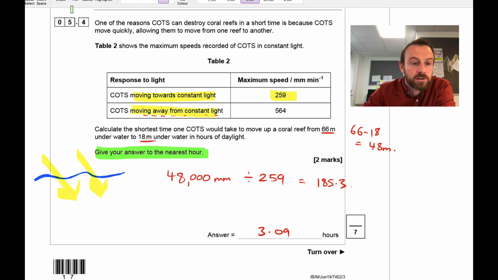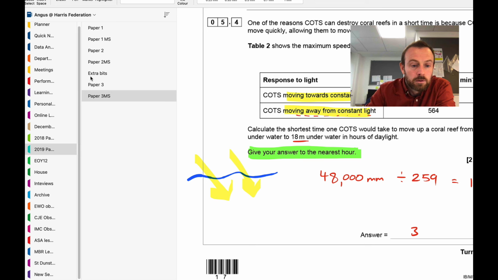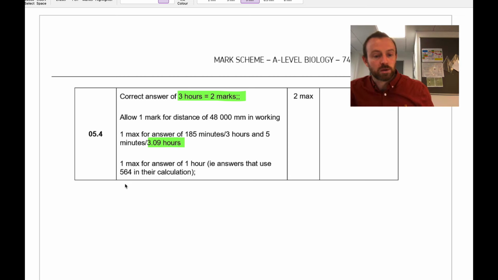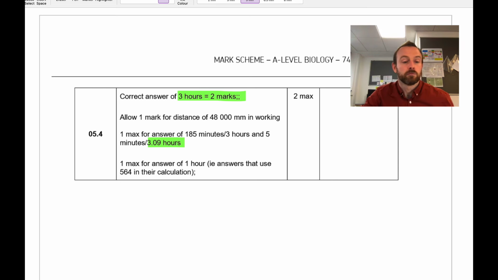Give your answer to the nearest hour. So, to the nearest hour, rub that out. Okay, yeah, so correct answer of 3 hours is 2 marks. And if you had forgotten, well, I almost forgot there, that would have only been 1 mark if you give them 3.09. If you'd used 564 instead, that's like moving away from constant light, then you could have got 1 mark for that.